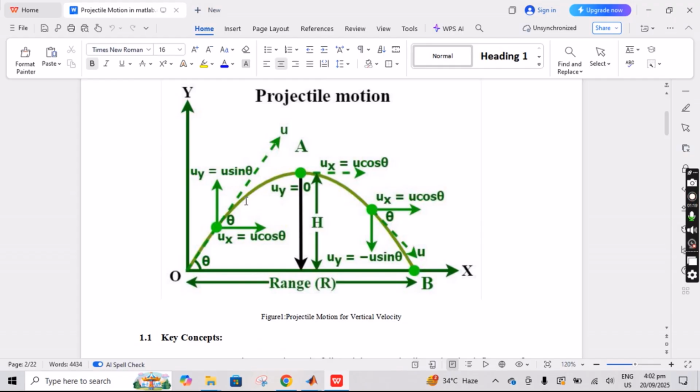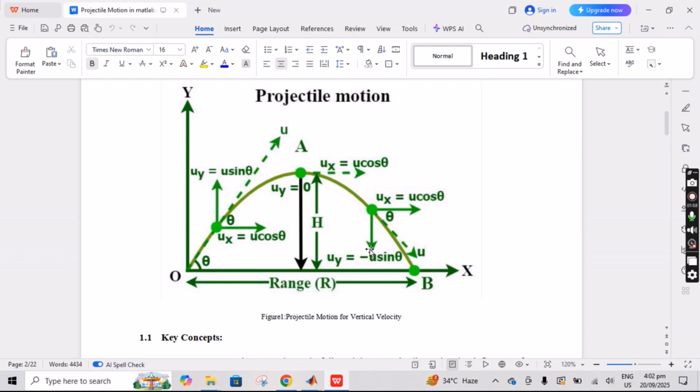This is the figure of projectile motion for vertical velocity. The object starts from the zero position and moves to position B using different angles. Here the angle is theta, and it uses u cos theta and u sin theta. It also includes the height according to the x-axis and the y-axis.